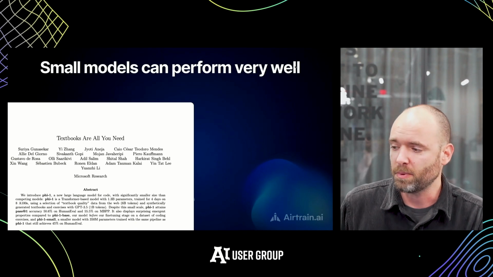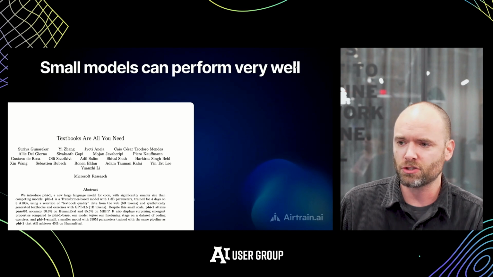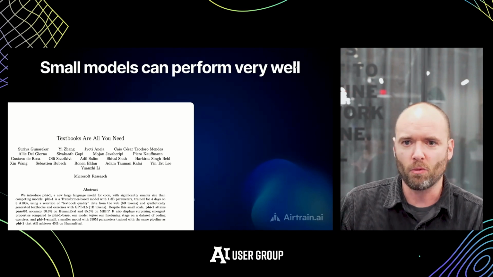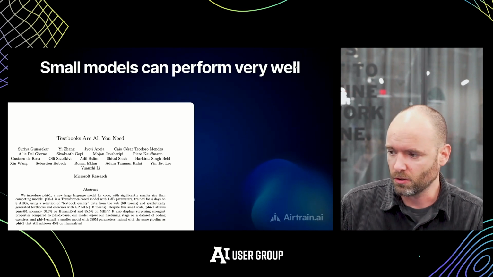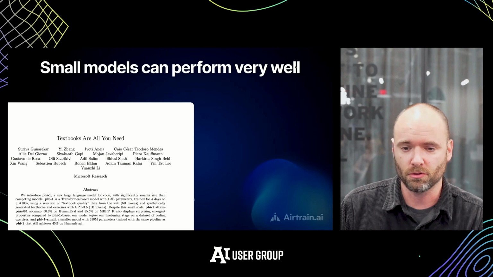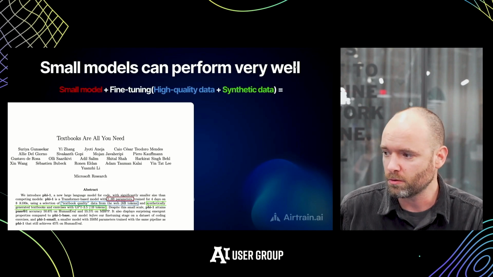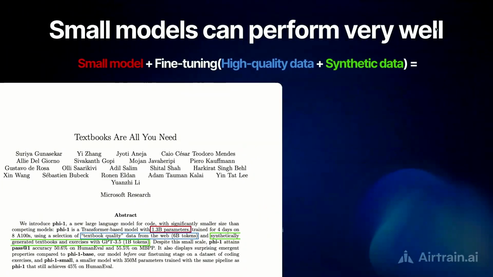Here, there's a paper from Microsoft published last year, I think it was October, about the Phi-1 model. The Phi-1 model is extremely small compared to GPT-4. It's 1.3 billion parameters, as you can see here in the red box, and it's been fine-tuned on very high-quality data. They used GPT-3.5 to generate high-quality synthetic data, and they also scraped textbook-quality data from the web. And so this model, for its size, performs extremely well.